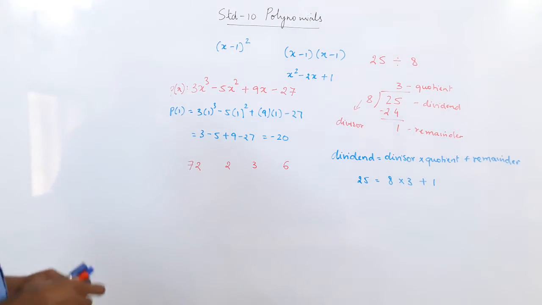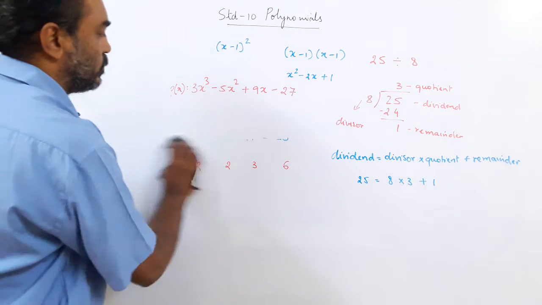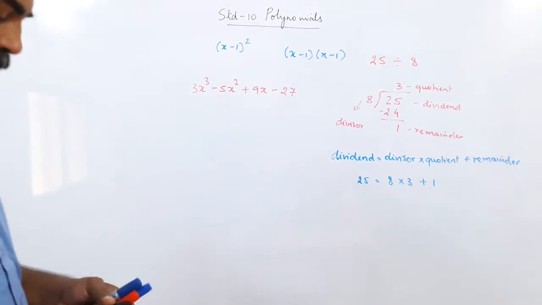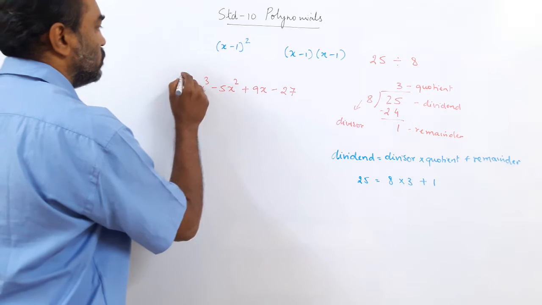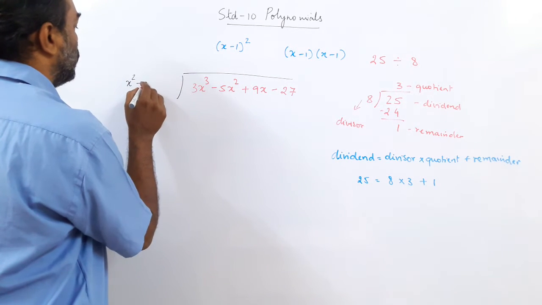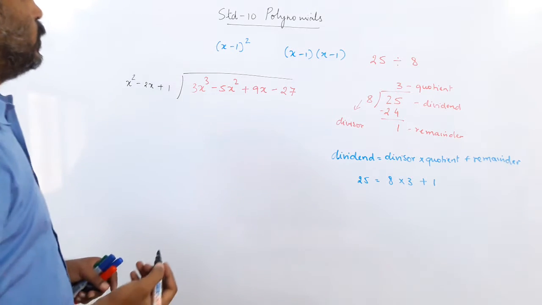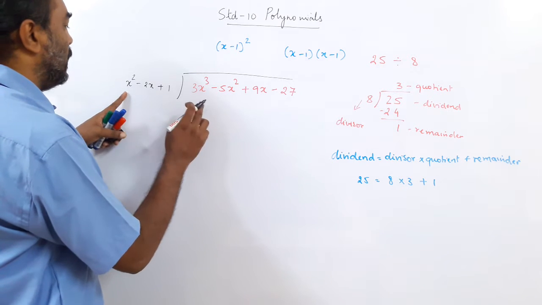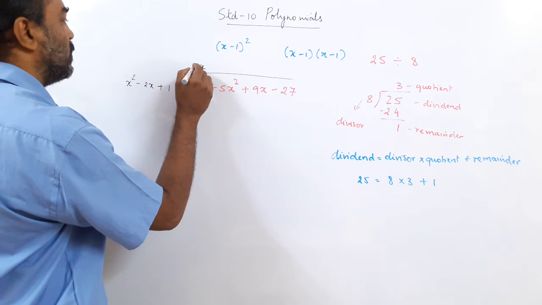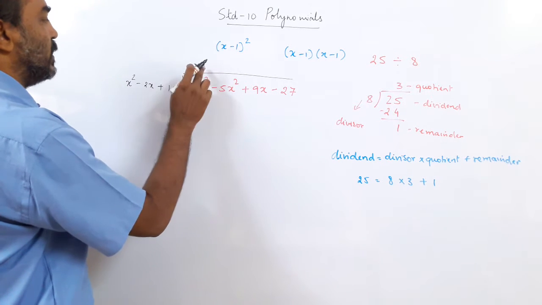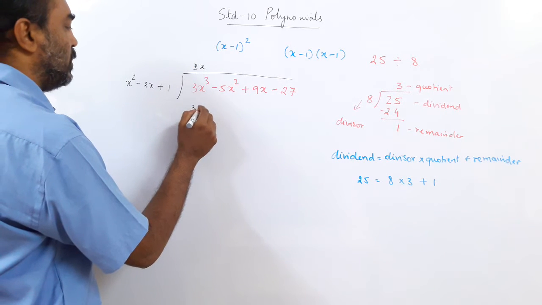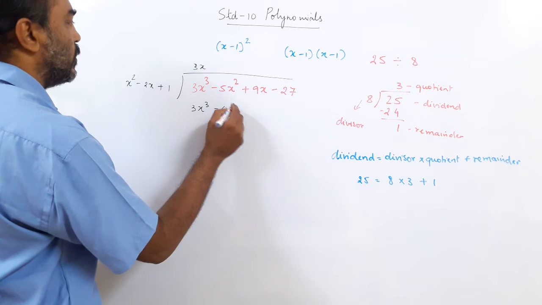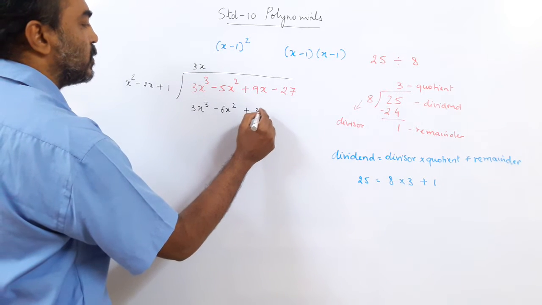Now let us check out the actual division and work it out. Okay? Let us check out the actual division and see if it is a factor. So I write here x square minus 2x plus 1. Now how do we do the division? So check out the step. How does x square become x cube? If you multiply x square by 3x, you get 3x cube. But then 3x into minus 2x gives me minus 6x square. And 3x into 1 gives me 3x.